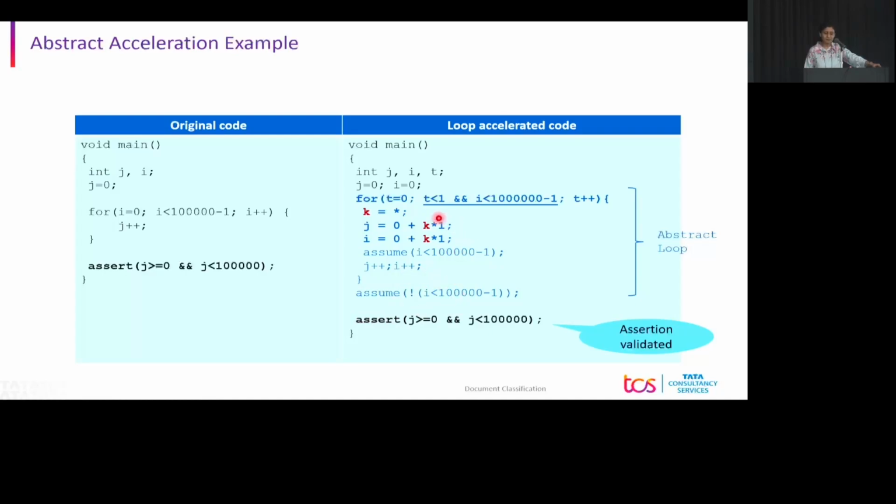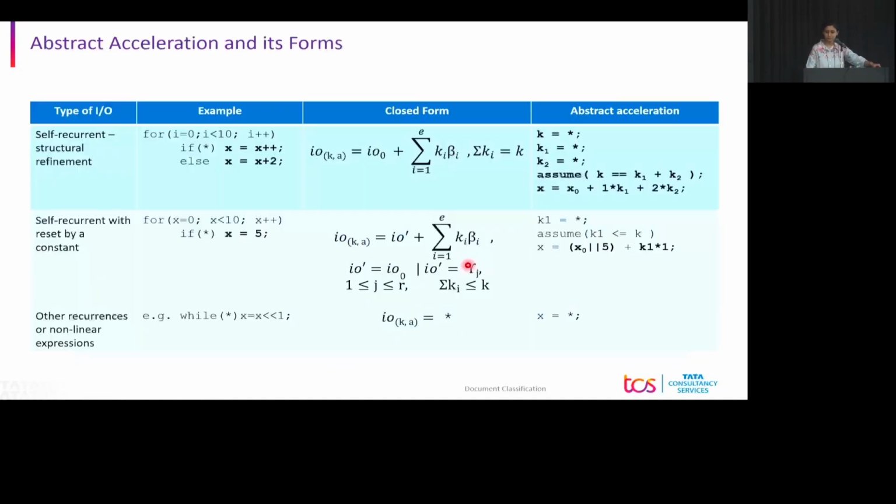What works here is that we know that i and j execute an equal number of times. These two statements execute an equal number of times. And therefore, we can derive this constraint for j as well, and the property holds. So it's a very simple way of abstracting loops.